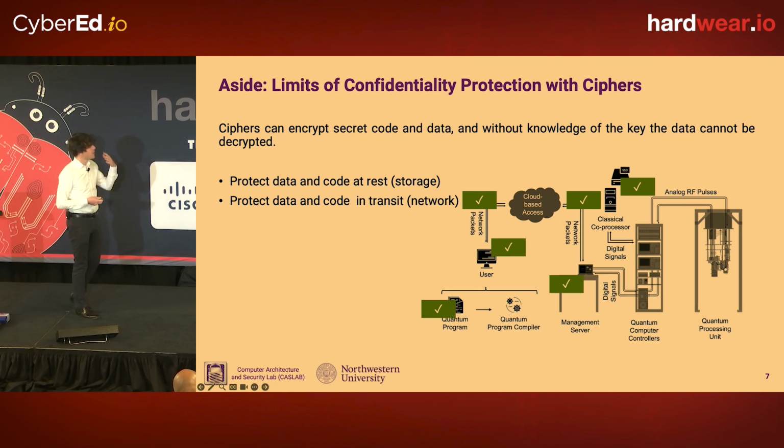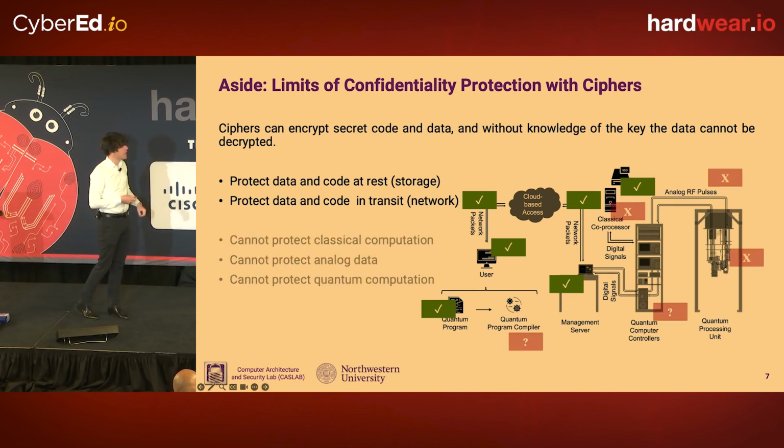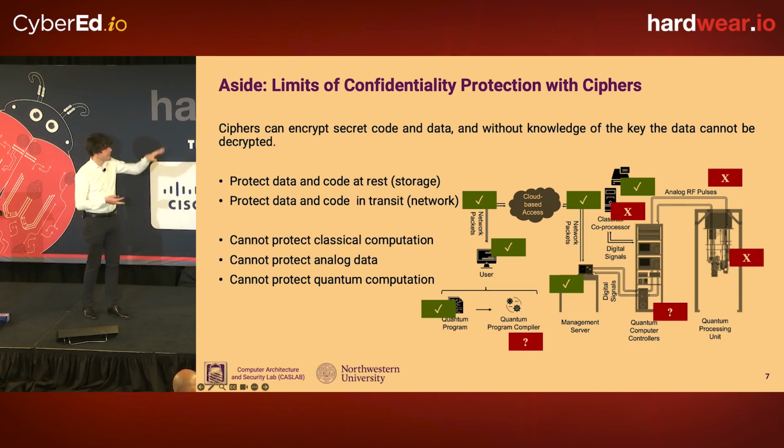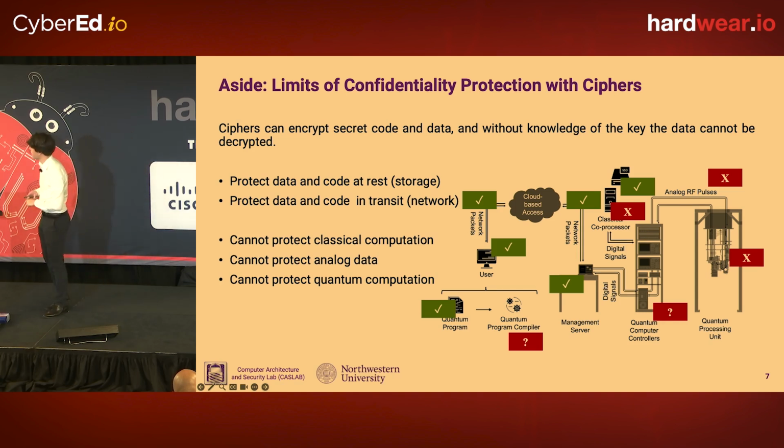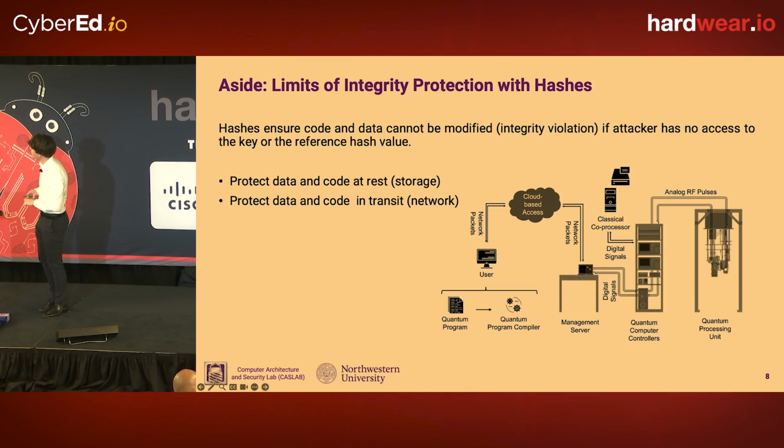Some limits of protections with ciphers and cryptography is that you can pretty much protect all the classical part, but things like the QPU you cannot protect with encryption. The analog signals cannot be protected with encryption. Some of the compilation or the optimization could be protected with fully homomorphic encryption, but that's not really practical. So you can see that the closer you get to the quantum computer, the harder it is to protect it with existing methods. And same for integrity.